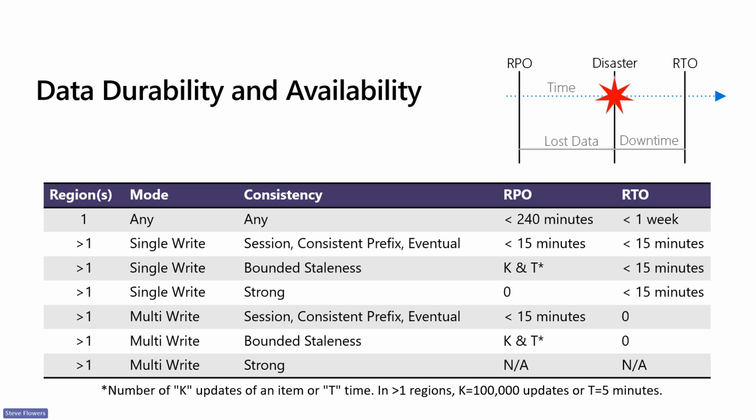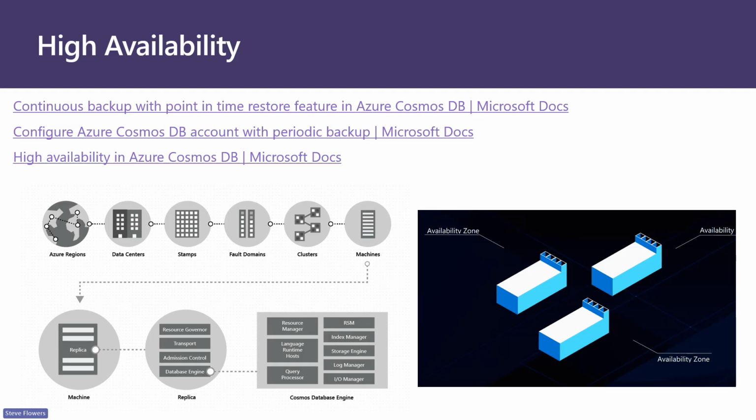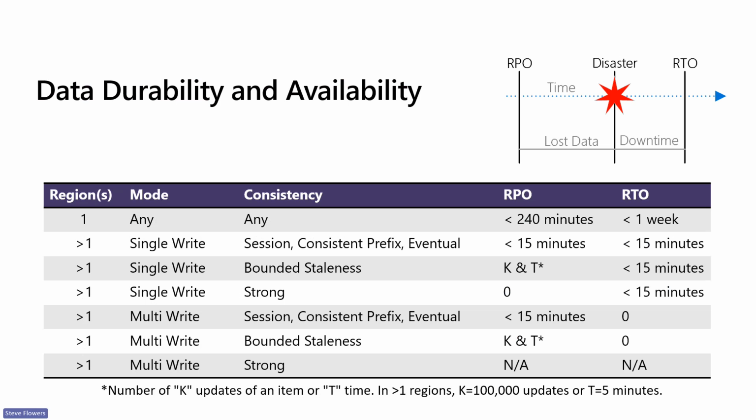Here's a slide that's just demonstrating the RPO and RTO of these options. As we see, single write with strong consistency has an RPO of 0, and multi-write, which does not support strong consistency, has an RTO of 0. An RTO and RPO of 0 together aren't possible, and we'll talk more about this in a moment.